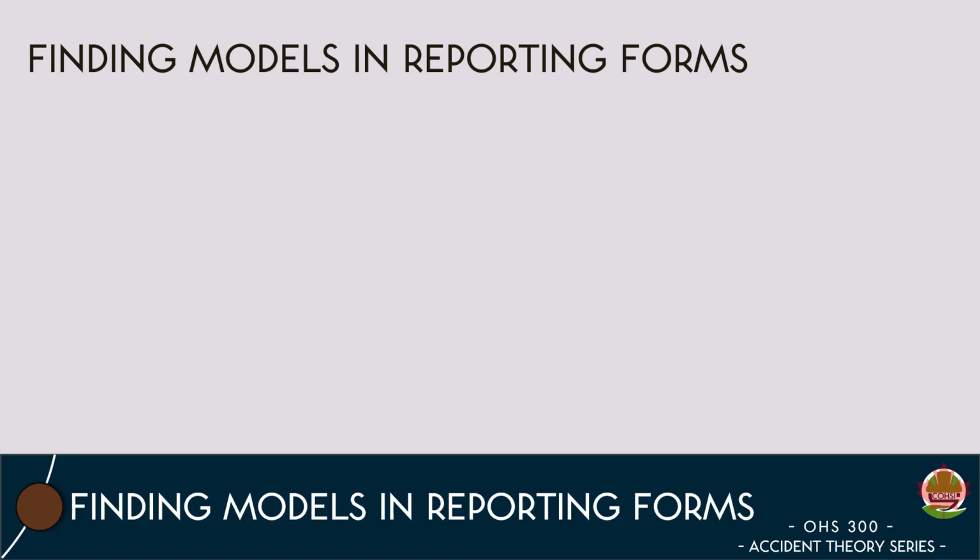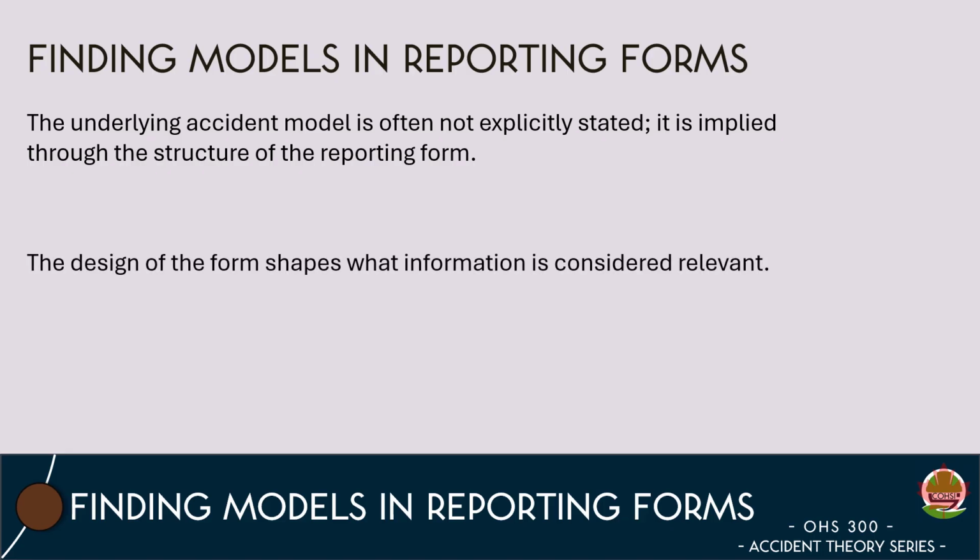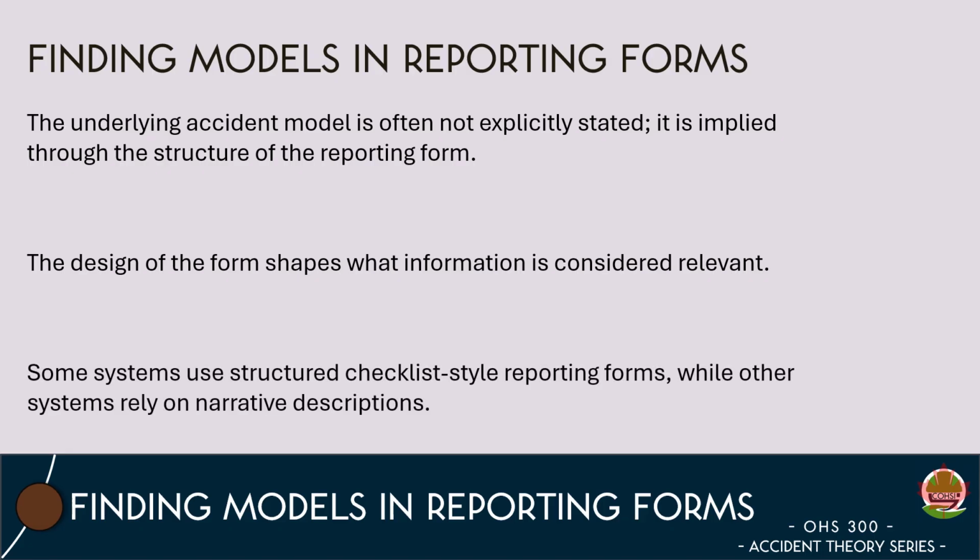In many cases, the underlying model used to describe an individual accident is not stated explicitly. Instead, it is implied through the structure of the reporting form itself, including the types of questions asked and the response options provided. The design of the form subtly shapes how the event is interpreted and what information is considered relevant. As discussed earlier, accident reports are typically coded to support analysis, and this coding can be carried out in several ways. Some systems rely on structured checklist-style forms, while others involve the manual classification of narrative descriptions by a company safety specialist or by professional coders.